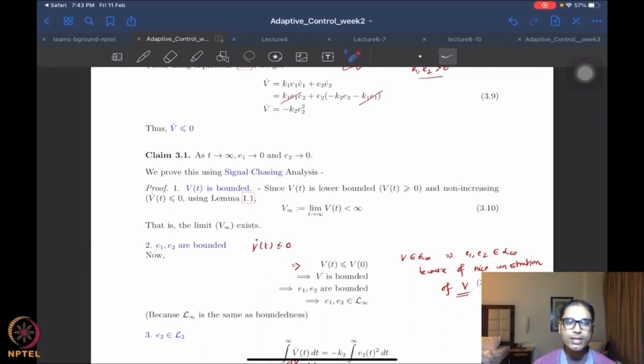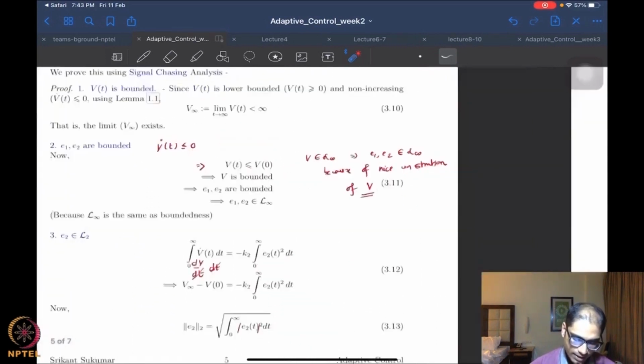And what I reiterated again and again is that these steps are going to remain identical every single time we try to use Barbalat's lemma to do the signal chasing analysis. All right. So this is what I was hoping that all of you would remember for sure. These are very, very standard steps.